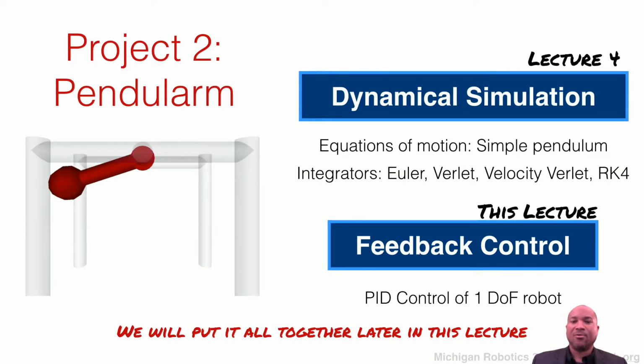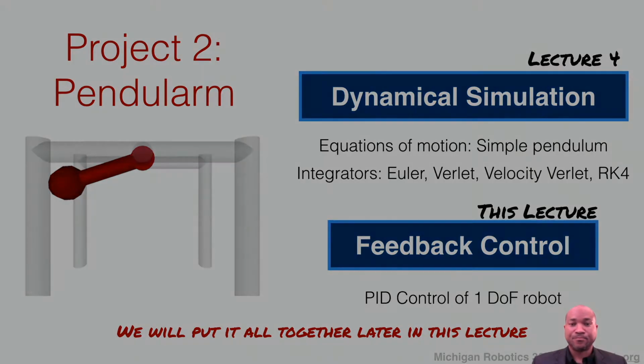We talked about a number of numerical integrators that could be used to simulate these equations of motion forward in time, so we could get a physical simulation of these systems, which could apply to many different types of robots. And now we're going to take it and do what we call proportional integral derivative control for a 1 degree of freedom robot. We're going to put this all together at the end of this lecture.